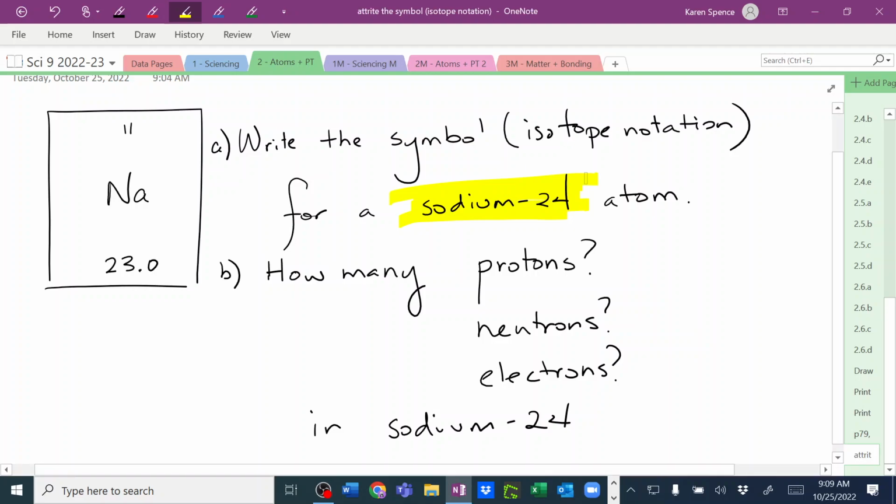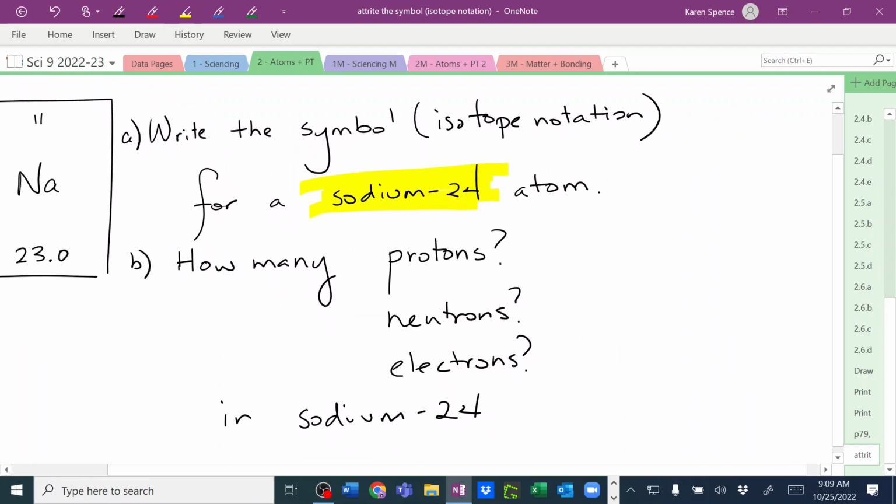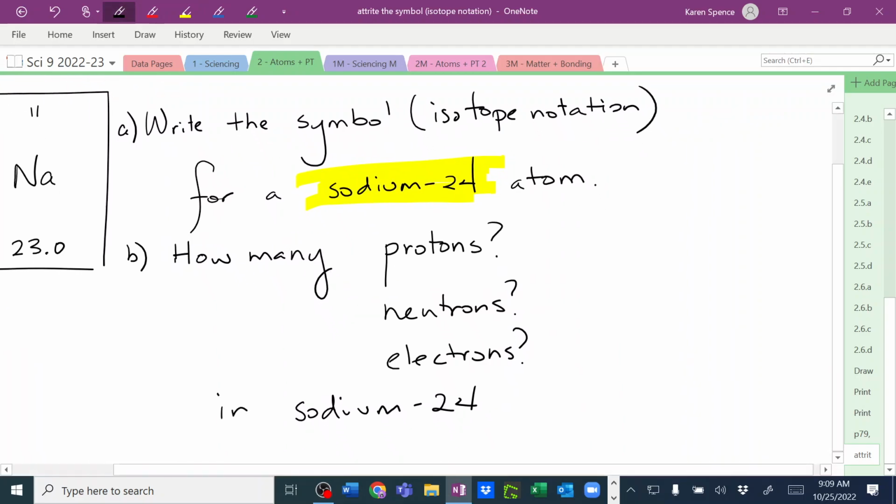Yes? Isotope notation is where you have the symbol and you have a number up here and you have a number down here. That's an excellent question, okay?